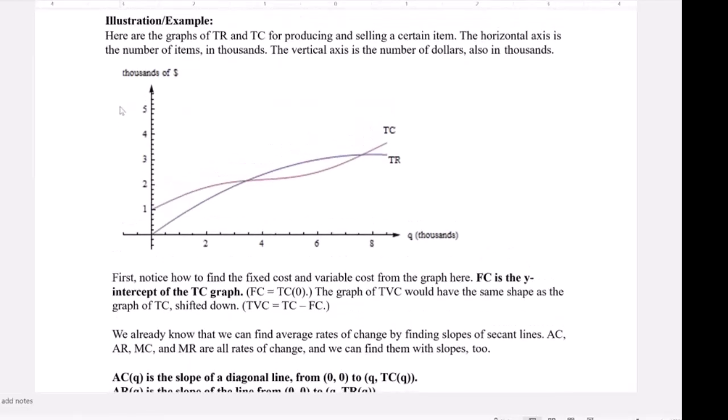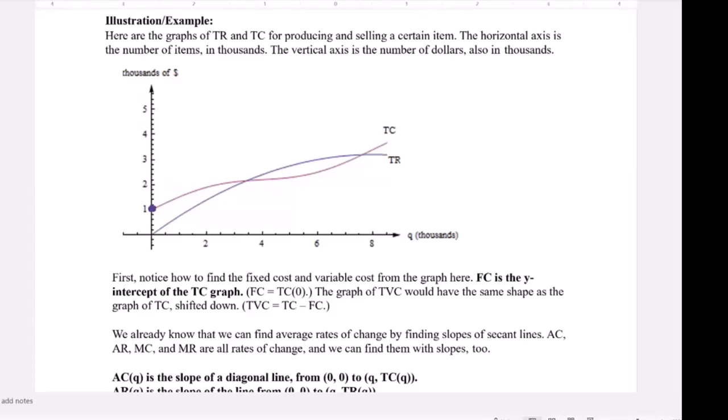So here's an example graphically. And let's read what it says. First, notice how to find the fixed cost and variable cost from the graph. Okay, well, how would you find the fixed cost? The fixed cost is the y-intercept of the total cost, because, so if this is the total cost, then somewhere around there is the fixed cost.